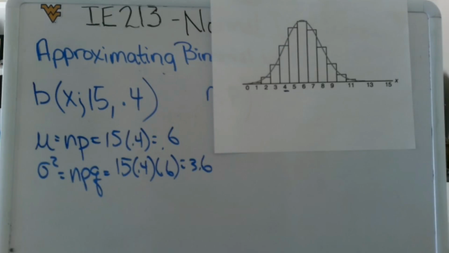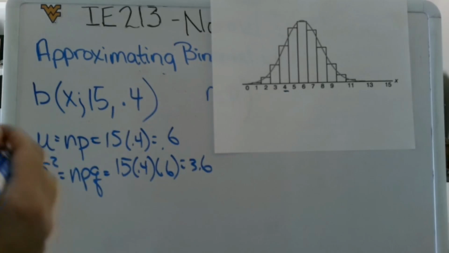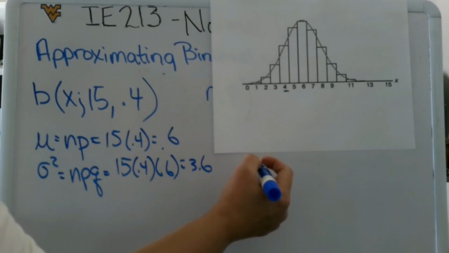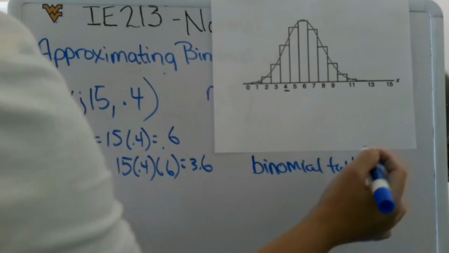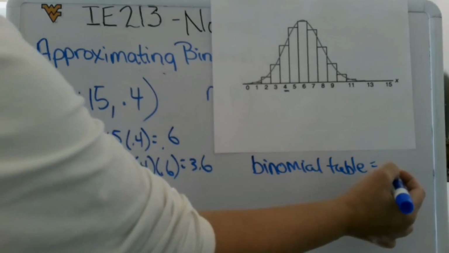So before we get into those calculations, we're going to look up table 8.1 from the book, and that is our binomial distribution table. And if you look it up, we're going to look up n equal 15, x equal 4, and p equal 0.4. So from the binomial table, this probability is equal to 0.1268.